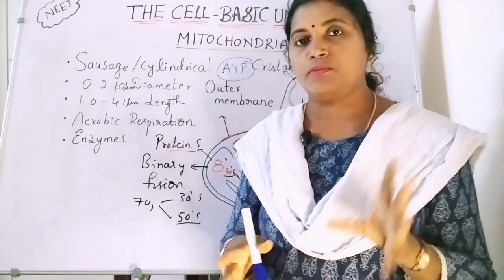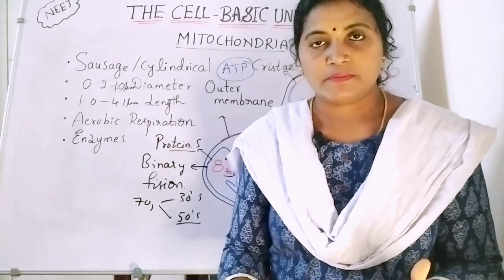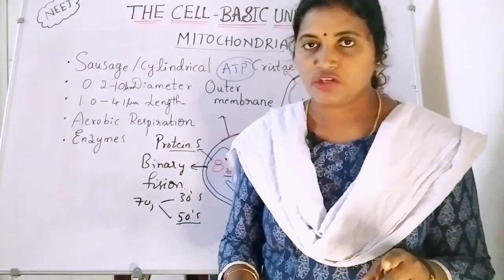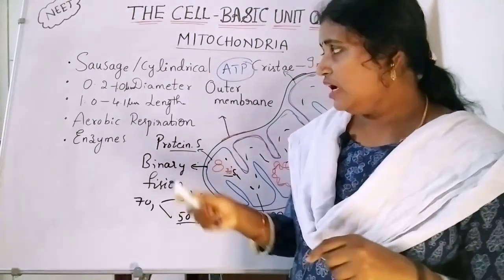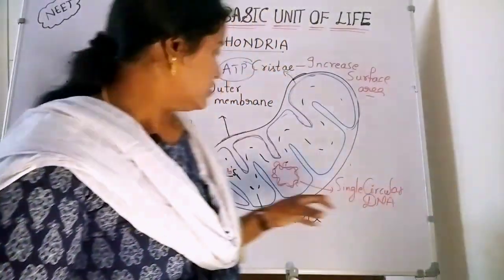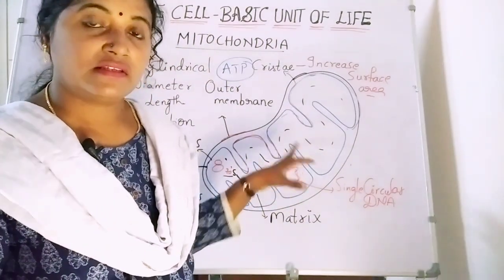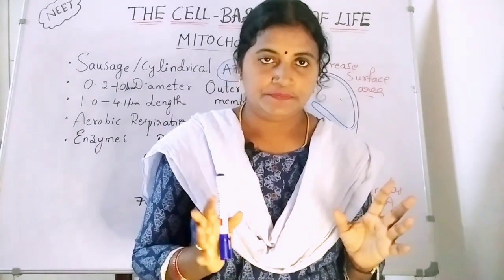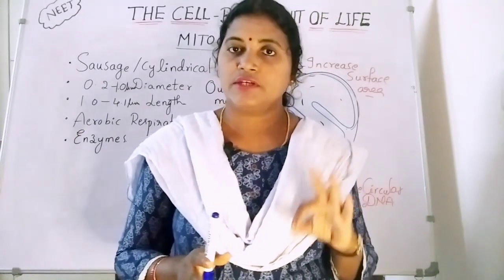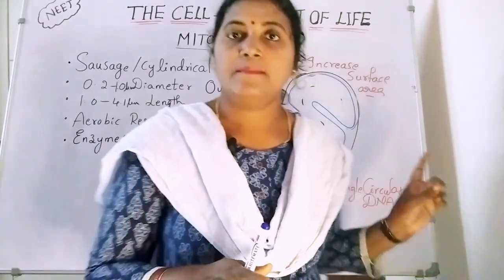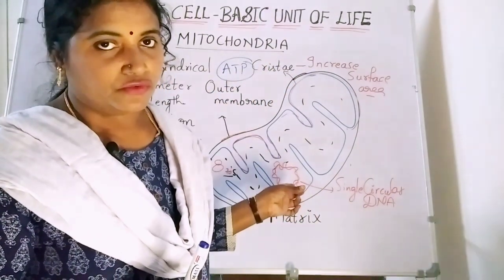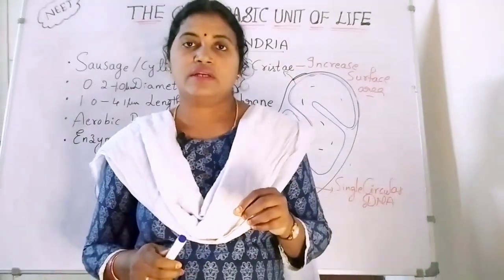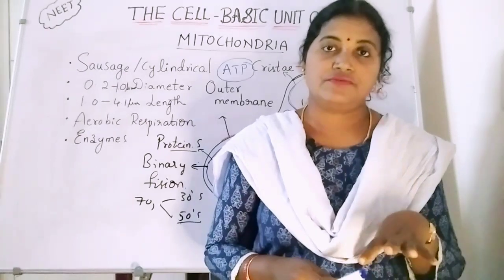Powerhouse of the cell means whatever functions have to take place, the energy is provided by the mitochondrial structures inside the cell. And inside the matrix, it also contains the enzymes required for aerobic respiration. The enzymes responsible for aerobic respiration are also present in the matrix of the mitochondria. So this is all about the mitochondria, the cell organelle, the powerhouse of the cell.